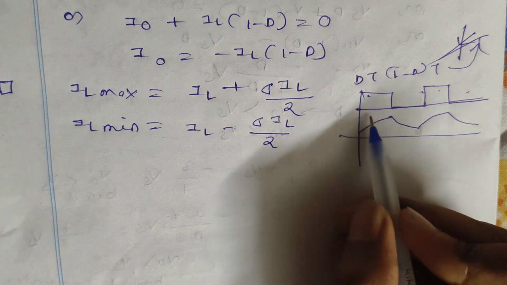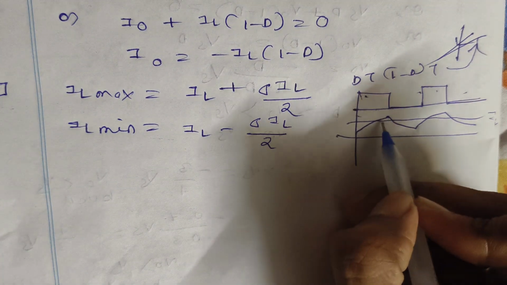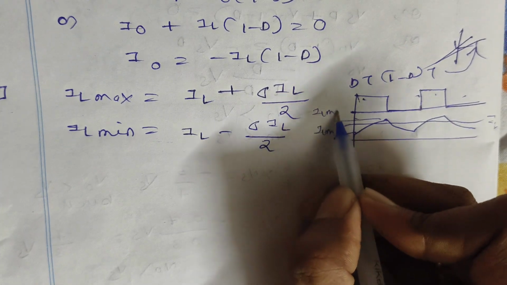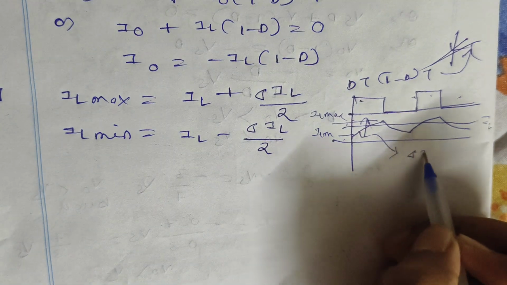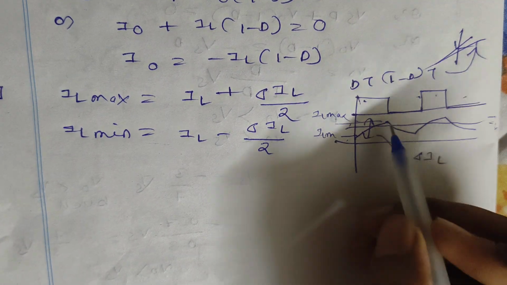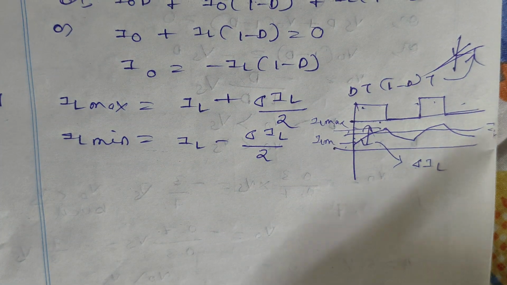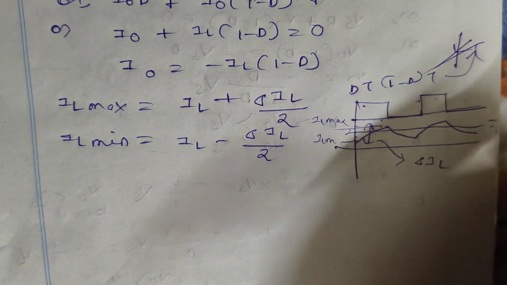So this is the case, the average is IL. The difference between IL minimum and IL maximum is basically delta IL. So IL plus delta IL by 2 is going to be IL max, and IL minus delta IL by 2 is going to be the IL minimum value.